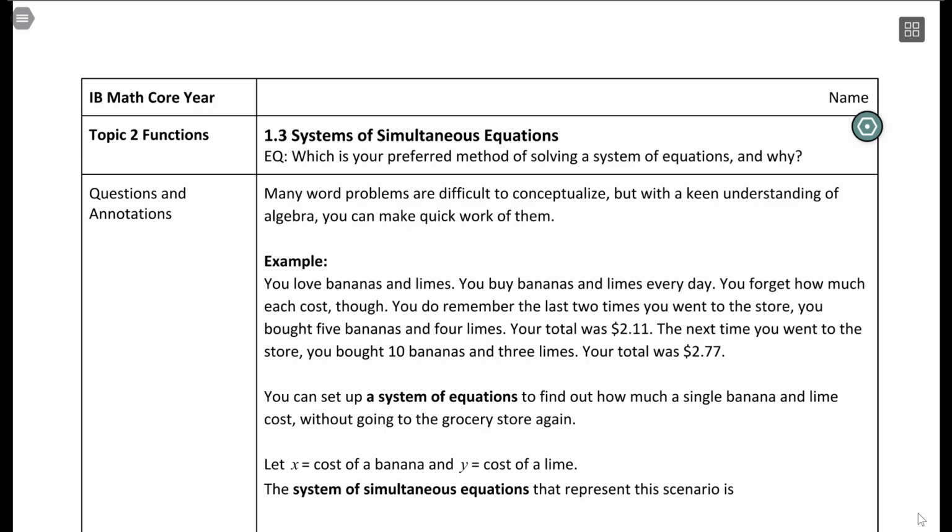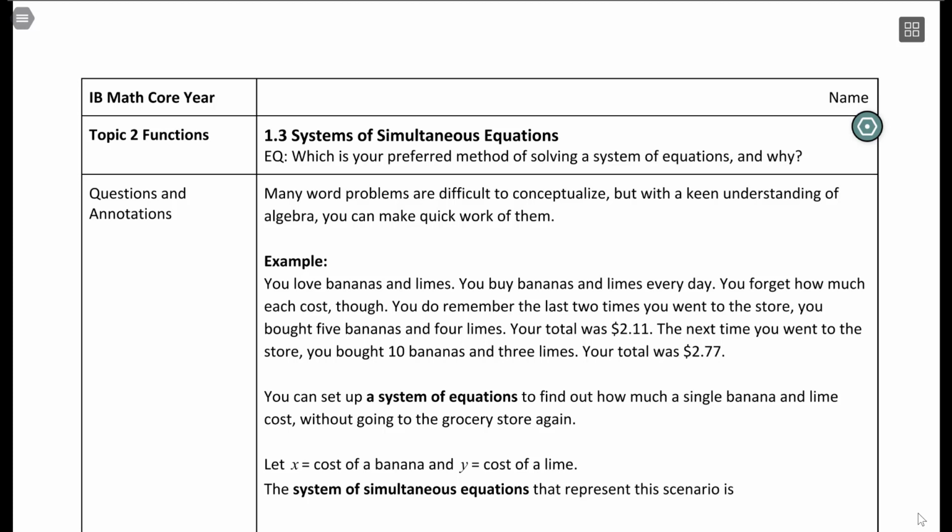A word problem you might be confronted with. You love bananas and limes. You, in fact, buy bananas and limes every day. You forget how much each costs, though. The only thing you do remember is that the last 2 times you went to the store, you bought 5 bananas and 4 limes. Your total was $2.11. The next time you went to the store, you bought 10 bananas and 3 limes. And your total was $2.77.